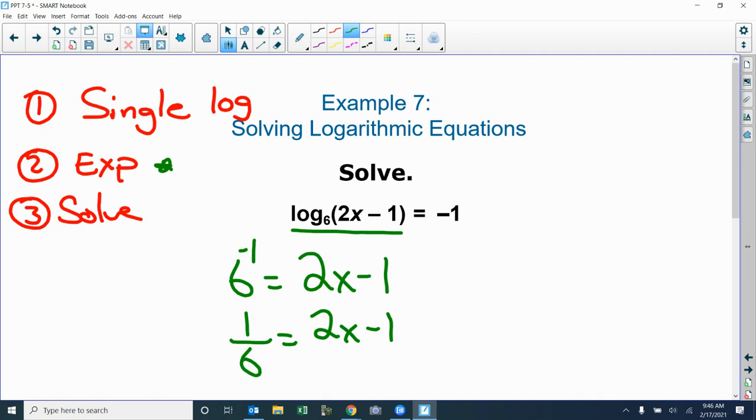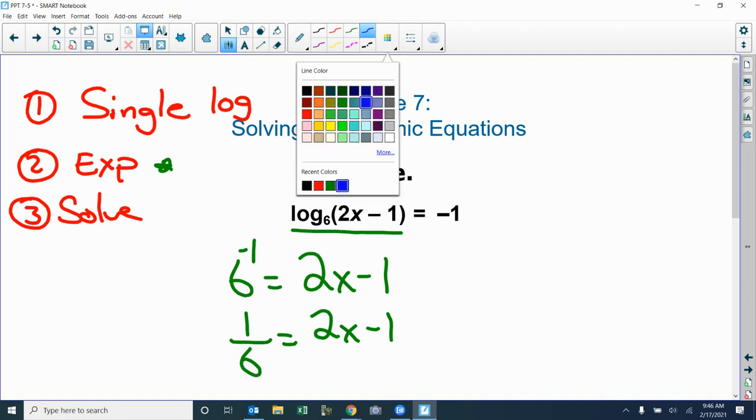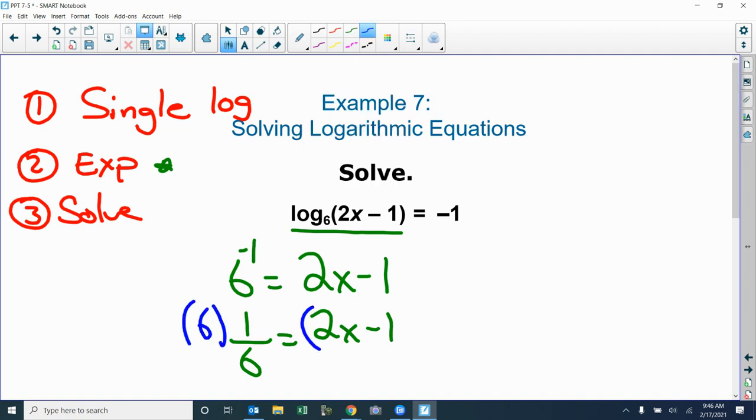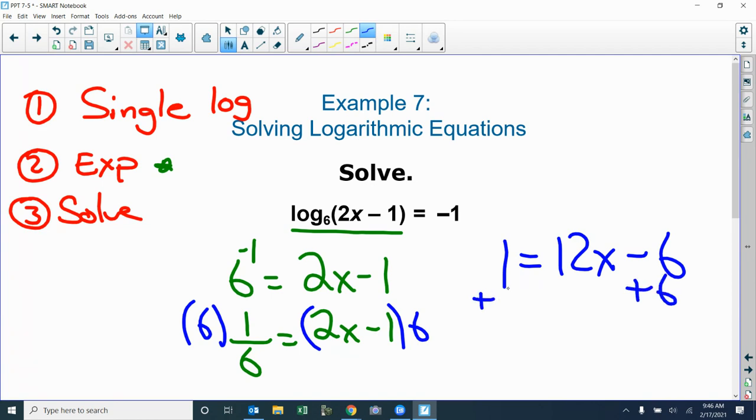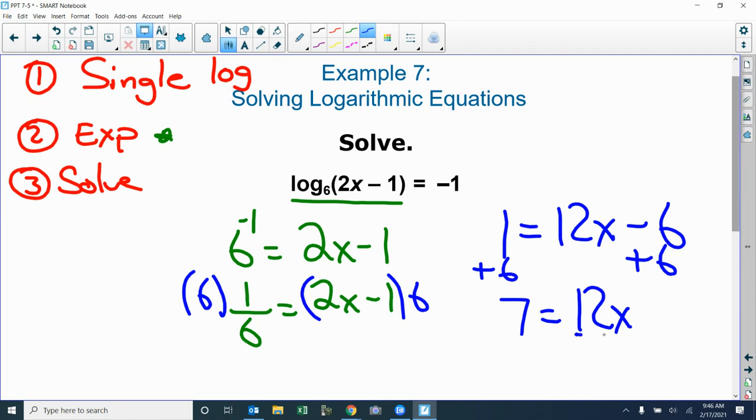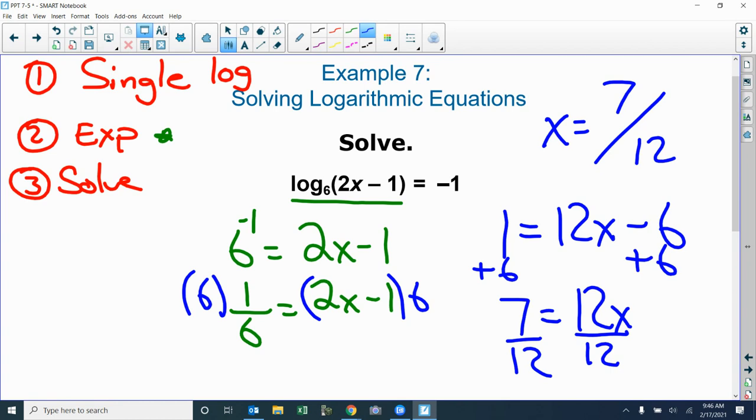Still hanging in there, everybody. How do I get rid of 1/6? Multiply by the reciprocal, which would be 6. So I gotta multiply this side by 6. 6 times 1/6 would give me 1. Distribute here, I'm gonna get 12x minus 6. Then I add 6 and get 7 is equal to 12x. And then, of course, I'm gonna divide by 12 to get x equal to 7 over 12.